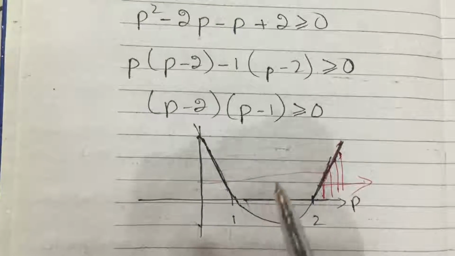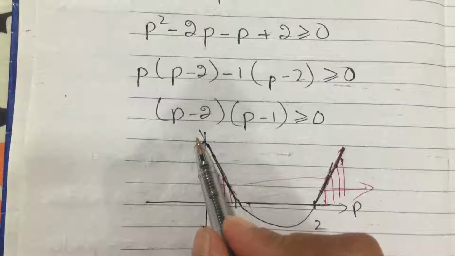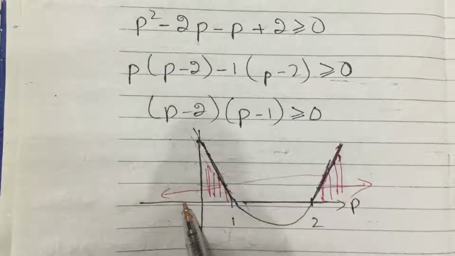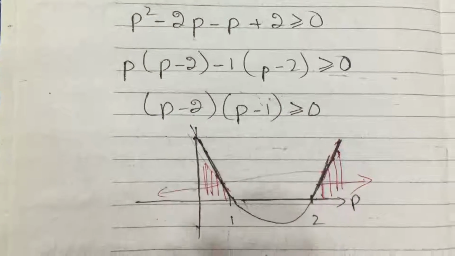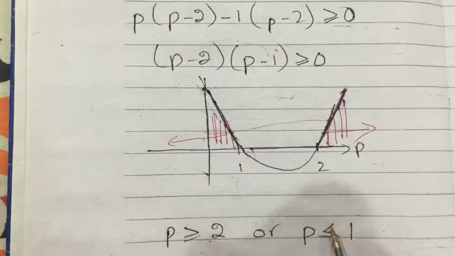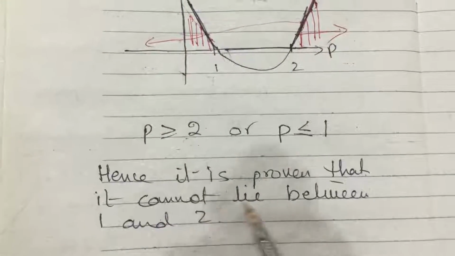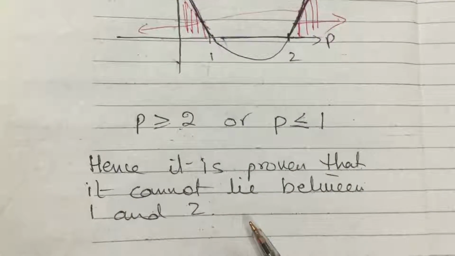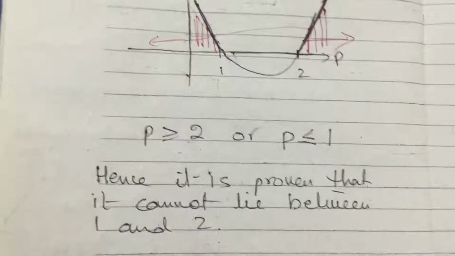So the values of p are this. And similarly for this part of the curve, because it is above the p-axis, right now my axis is p, all these values of p which are less than 1, I will have the answer greater than 0. So I'm writing here p must be greater than or equal to 2 or p less than or equal to 1, which means it is proven that p cannot lie between 1 and 2. It is either greater or less. So this is what we had to prove, that p cannot lie between these two if it has real roots, and we started with that assumption.